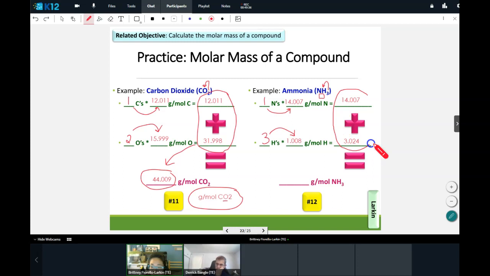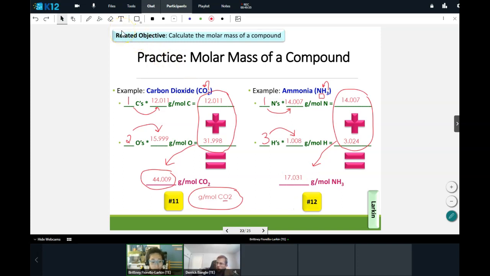We know the molar mass of 1 nitrogen. We know the molar mass of 3 hydrogens. Put it all together to find NH3. What do we get for NH3? Excellent. Perfect. Yep. Be confident, Shane. That is correct. 17.031 grams per mole of NH3.